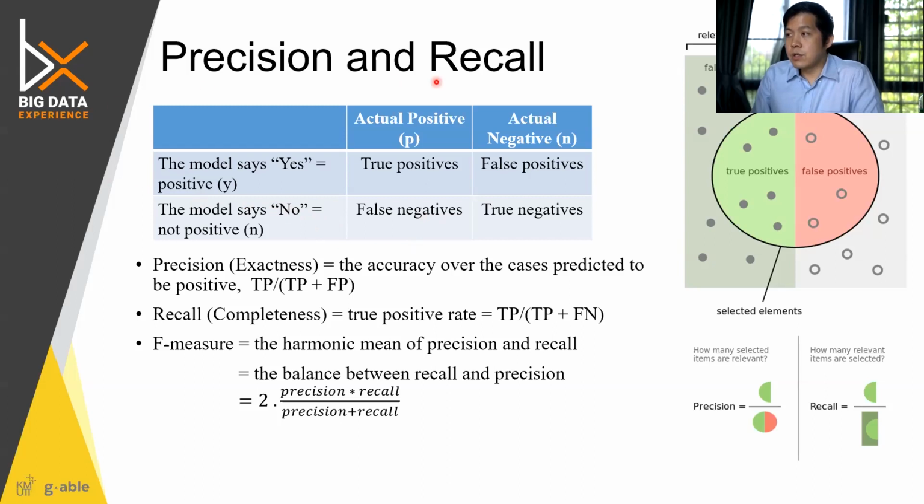Okay, so this is the confusion matrix. To put a name in, this is called confusion matrix.